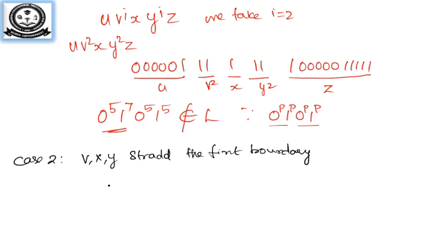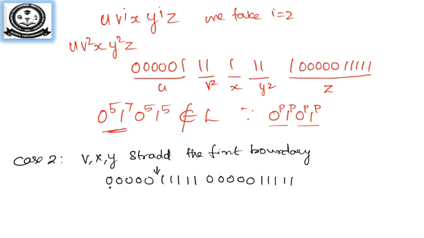So let me take 0, 0, 0, 0, 1, 1, 1, 1, 1, again 0, 0, 0, 0, sorry, 0, 1, 1, 1, 1, 1. So v, x, y should cross the first boundary. So this is the first boundary. So it is going to cross the first boundary.